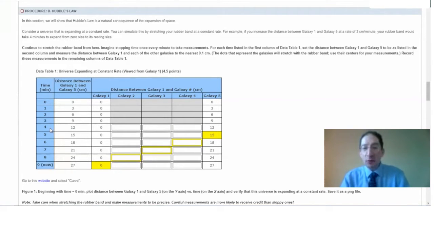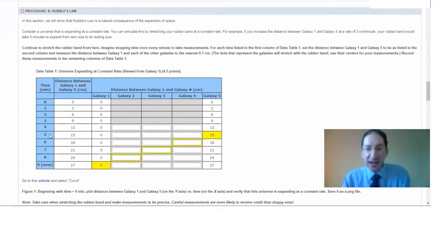But beginning at minute 4, the distance between galaxy 1 and galaxy 5 is 12 centimeters, and that's the resting size of the rubber band. And so using your ruler, you'll measure the distance between galaxy 1 and galaxy 2 and put that here, between galaxy 1 and galaxy 3, put that here, and between galaxy 1 and galaxy 4, and put that here. You don't have to measure the distance between galaxy 1 and galaxy 5 because that's what sets the length of the rubber band, and you set that to 12 centimeters.